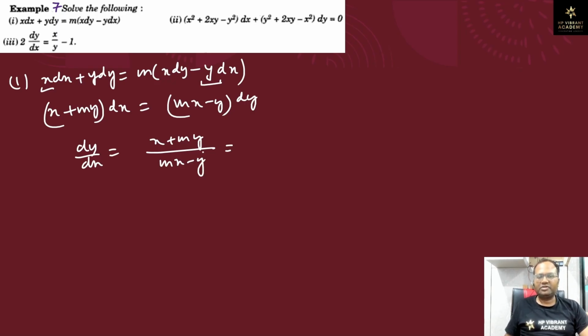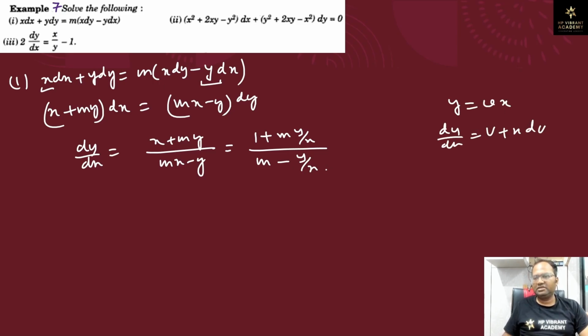Let us divide the numerator and denominator with x. So this is 1 plus my upon x upon m minus y upon x. So let us take y is equal to v times of x. So dy upon dx is equal to v plus x dv upon dx. So v plus x dv upon dx is equal to 1 plus mv upon m minus v.